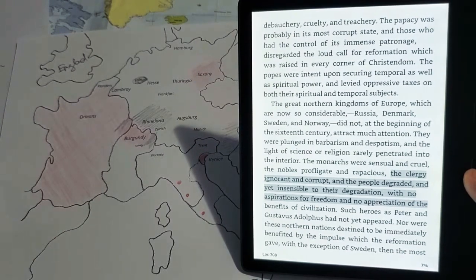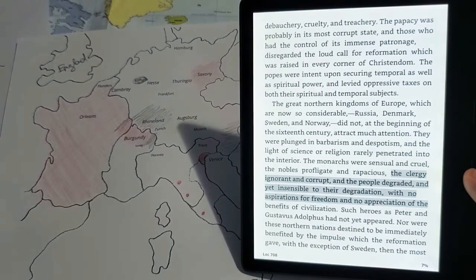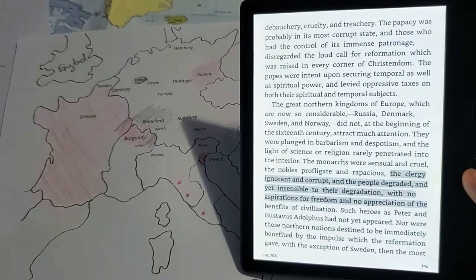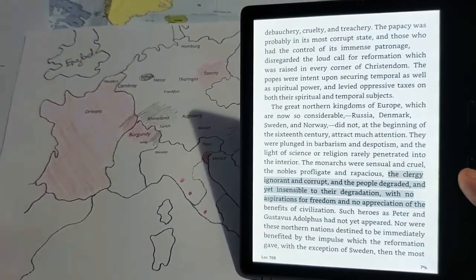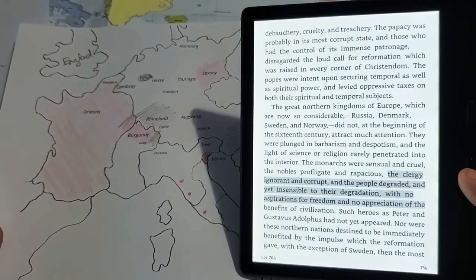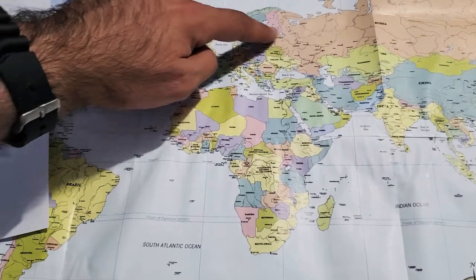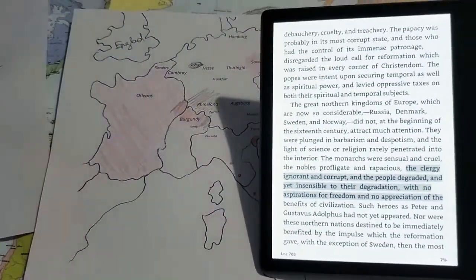The popes were intent upon securing temporal as well as spiritual power, and levied oppressive taxes on both their spiritual and temporal subjects. The great northern kingdoms of Europe, which are now so considerable, Russia, Denmark, Sweden, and Norway, did not at the beginning of the 16th century attract much attention. They were plunged in barbarism and despotism, and the light of science or religion rarely penetrated into the interior. Again, we're talking about the Scandinavian countries and Russia. So this is a diss that they were not civilized.